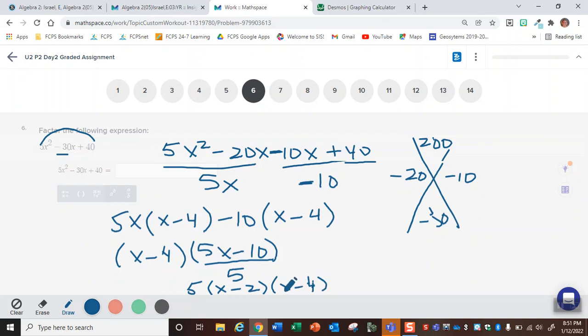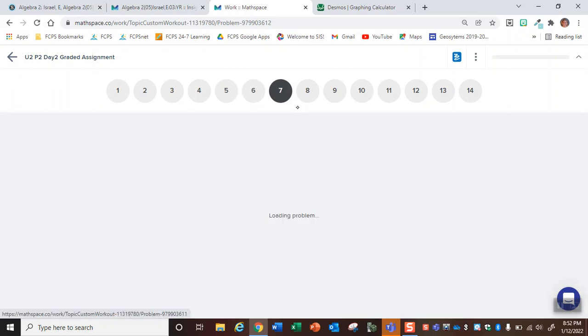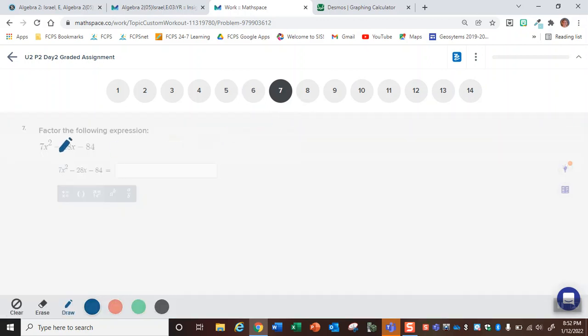So this trinomial actually had 3 factors. My answer is going to be 5 times x minus 2 times x minus 4. All right, so sometimes you have to look at your factors and see if you can factor out a common factor.